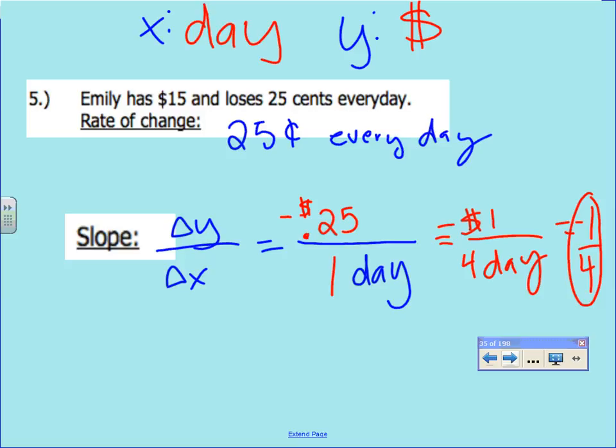Because then you'd have to go down 0.25 over 1. It's not as exact as going down 1 to the right 4. Well, if we're talking about money, yes, but you can. There's nothing wrong with doing that, but it's just not going to be as exact. You know what I mean?